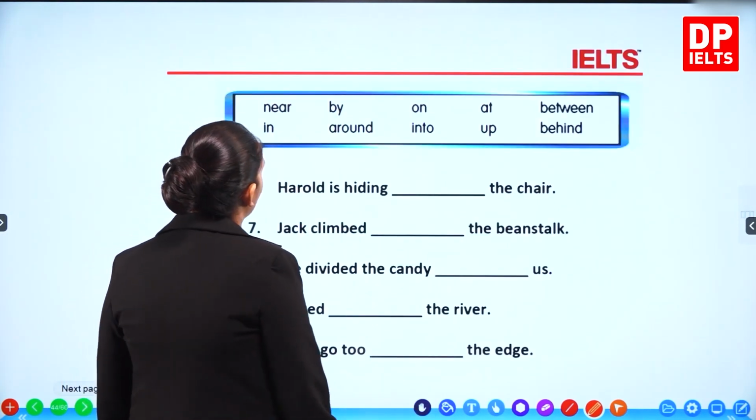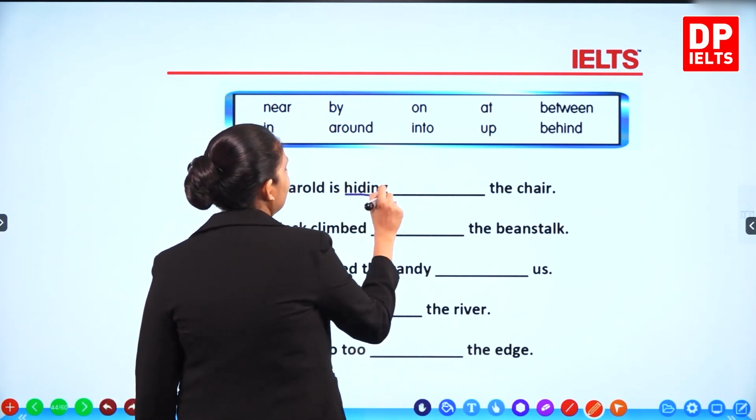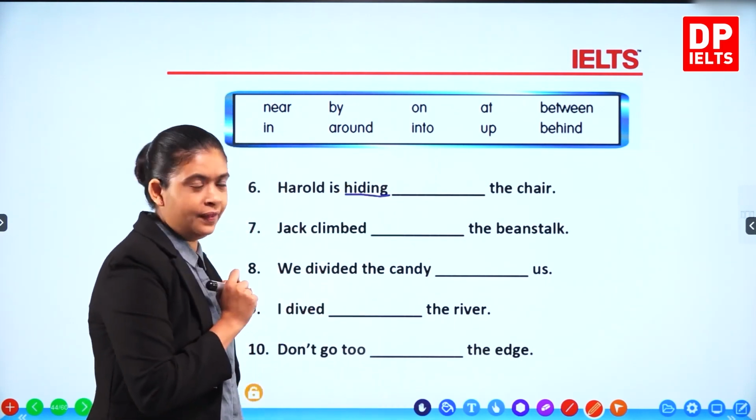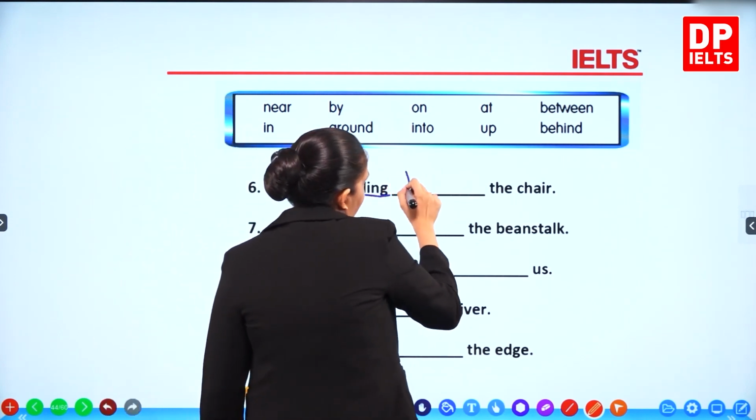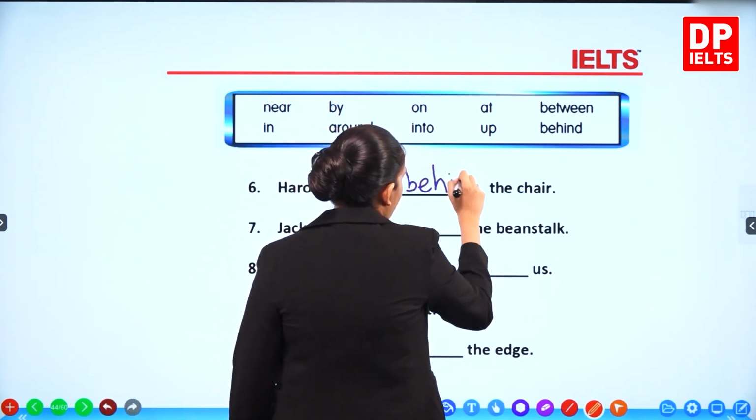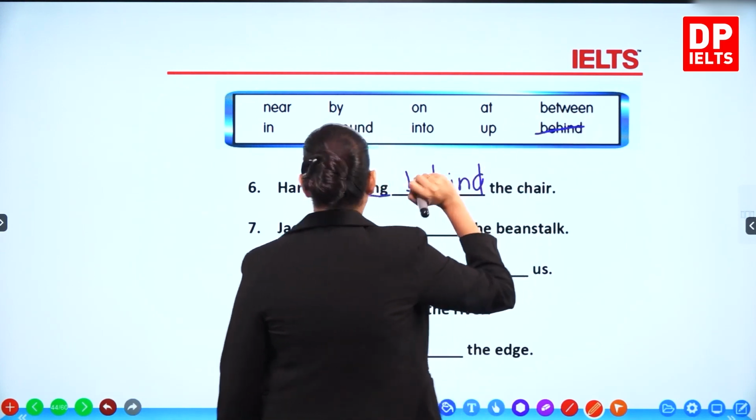Right, so moving on, Harold is hiding. Where is Harold hiding? Behind the chair, because he's hiding. So he doesn't want to be seen. So he'd have to be behind the chair.